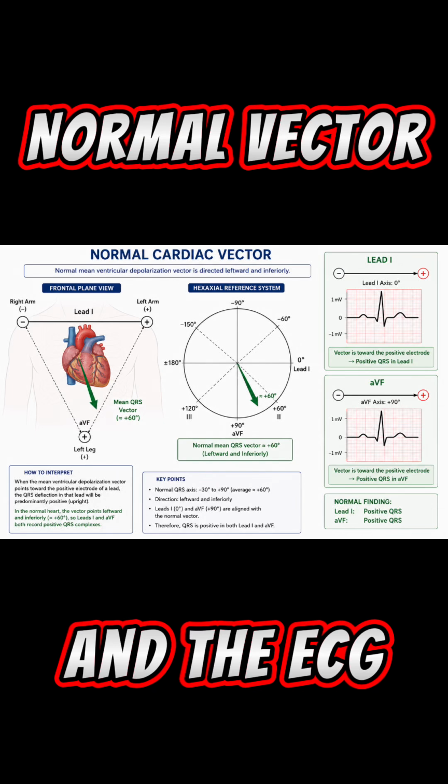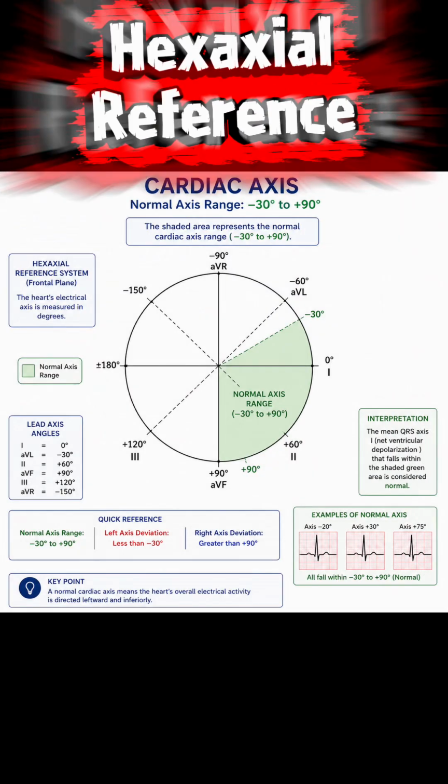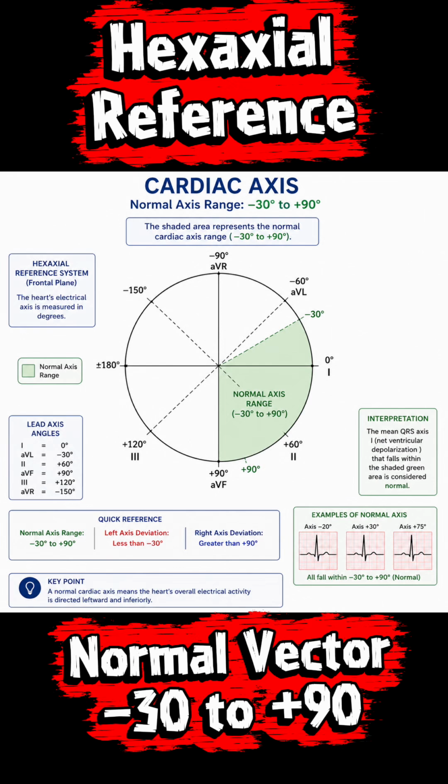Since we know that in lead 1 and lead aVF, these complexes should both be positive in normal axis, any variance from this can be considered axis deviation of some sort, whether it's left axis deviation, right axis deviation, or extreme axis deviation. Another way of determining cardiac axis is by using the hexaxial reference system.